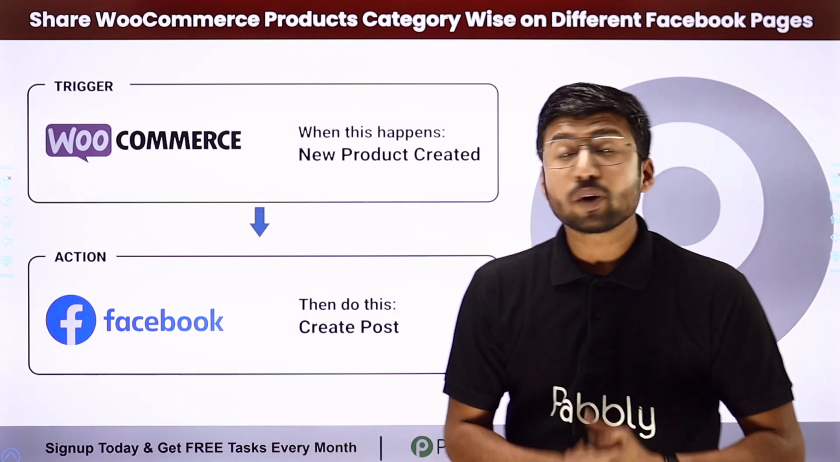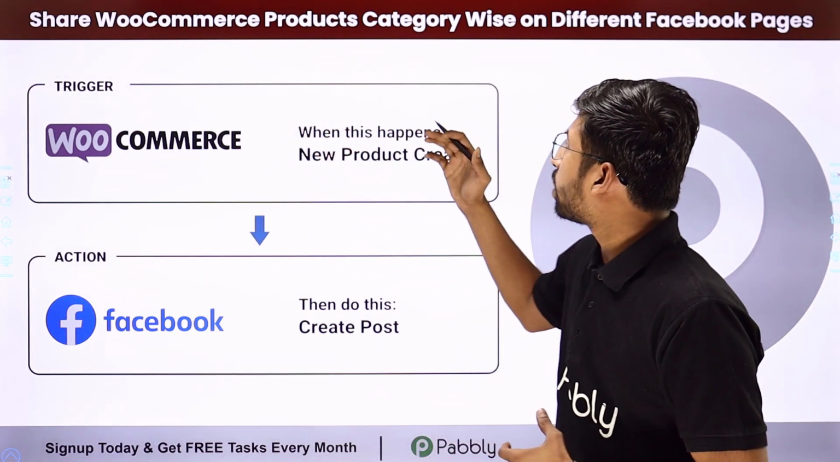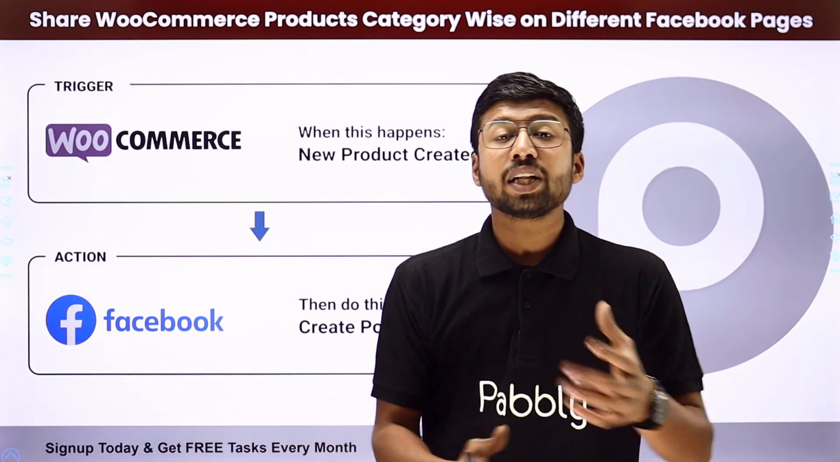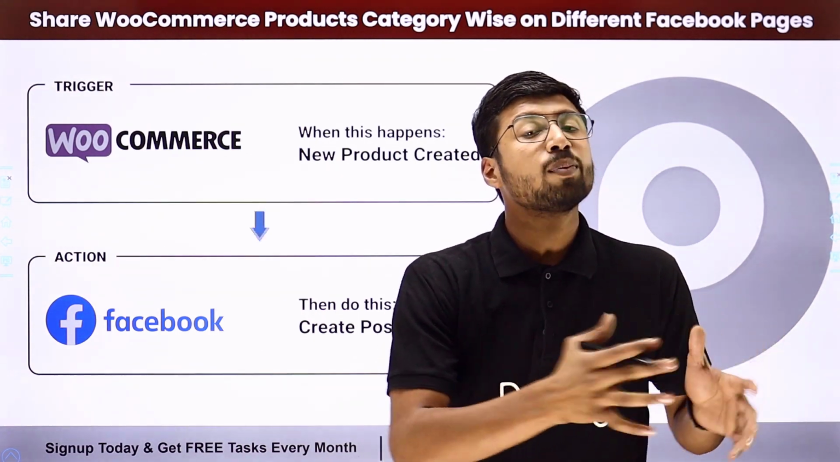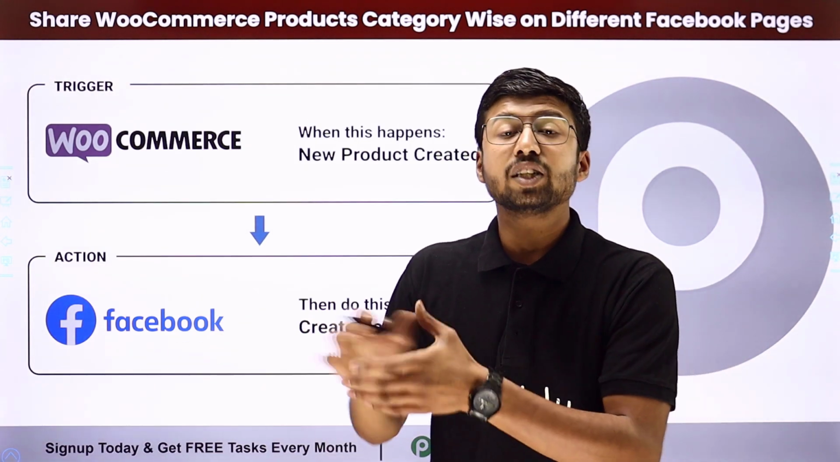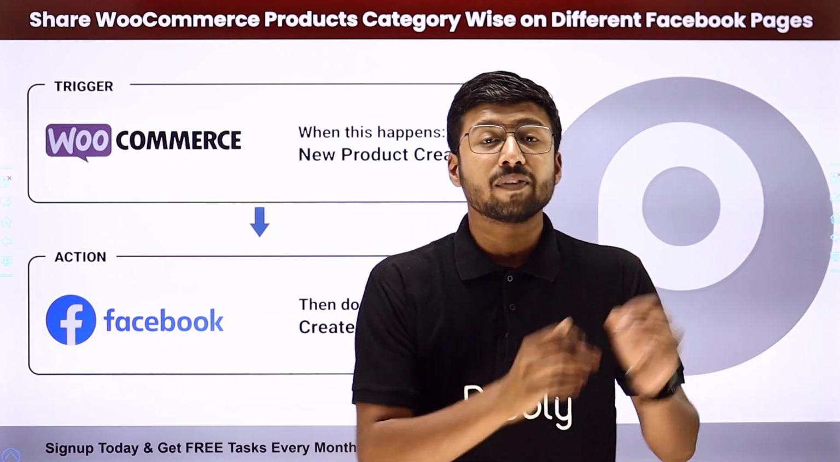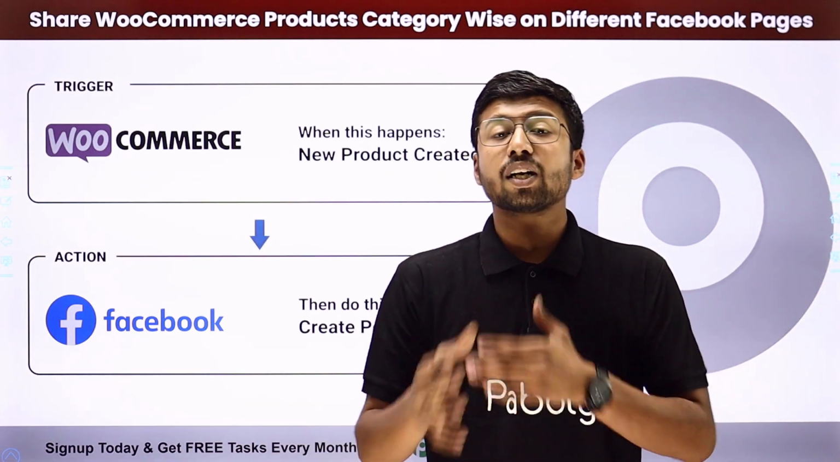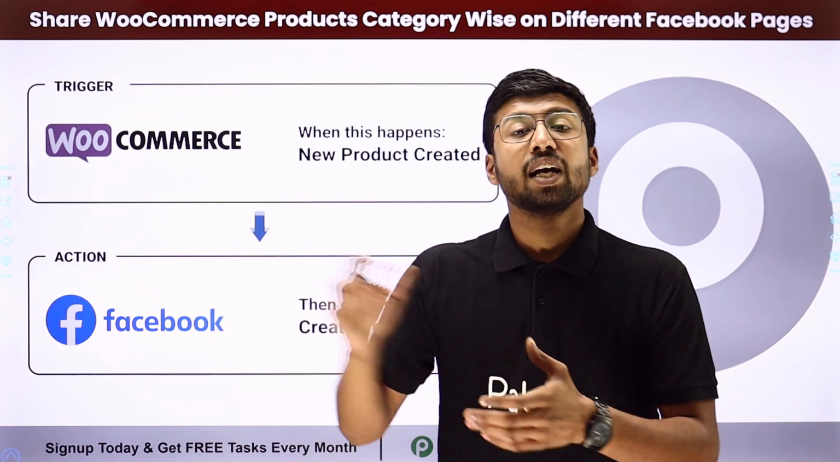So in this video, we are going to learn how to share WooCommerce products category-wise on different Facebook pages. Let's say you are running a WooCommerce store where you have different product categories, and for each of the categories, you are running different Facebook pages as well. Now you want that whenever you create or add a new product into a specific category, you want to share a Facebook page post of that category as well.